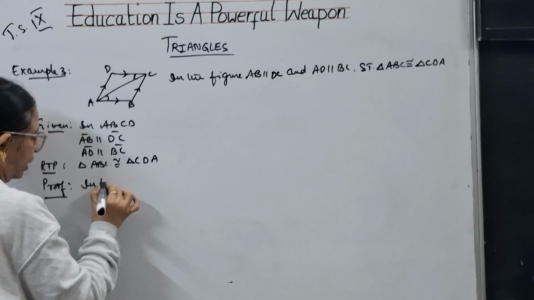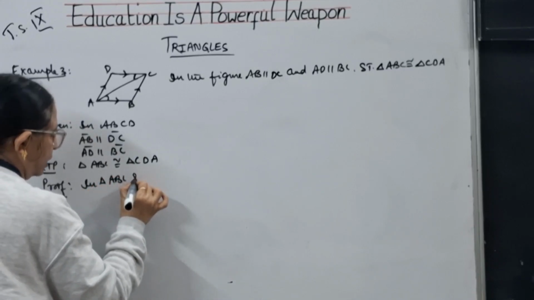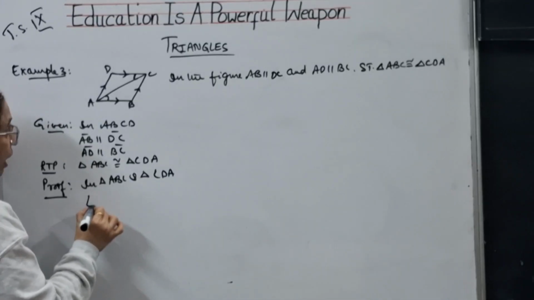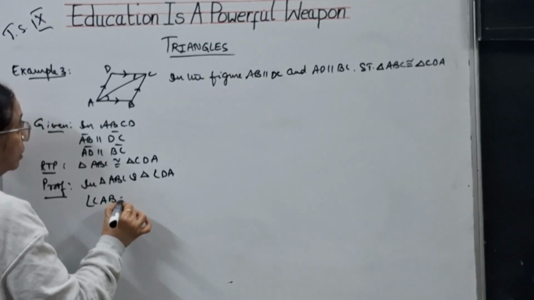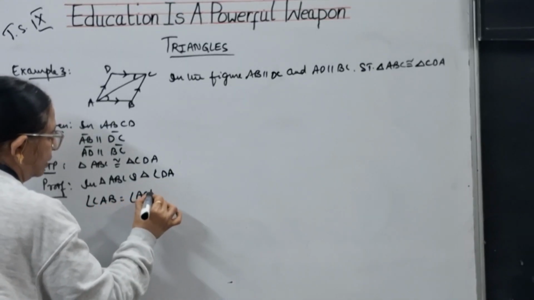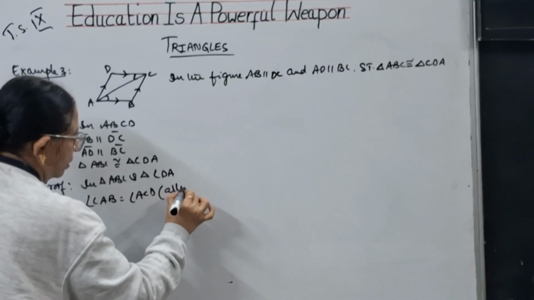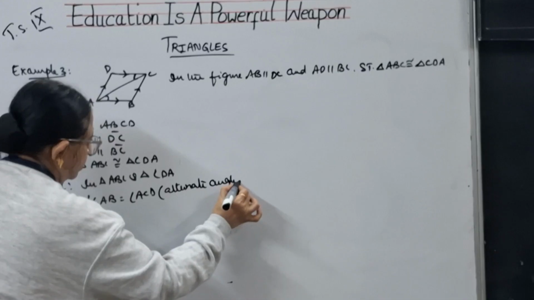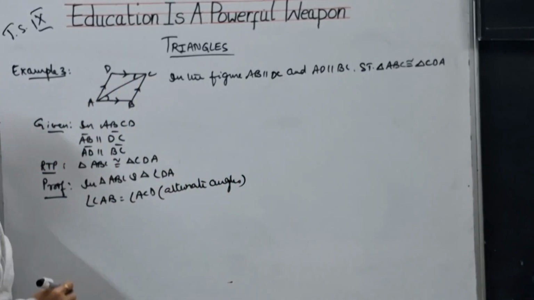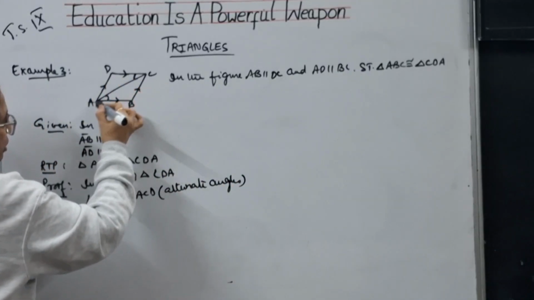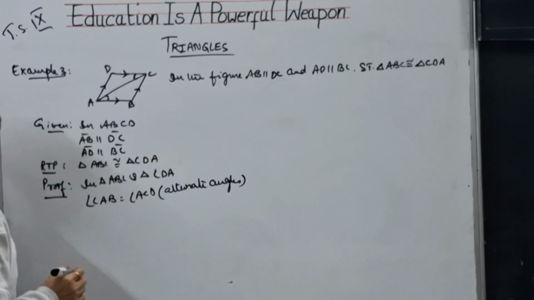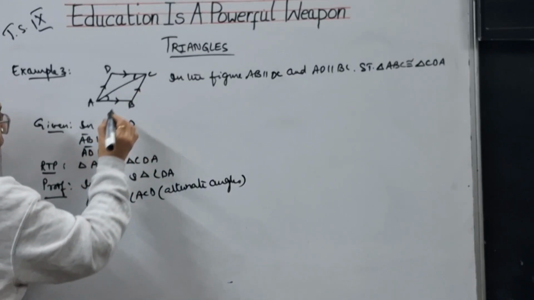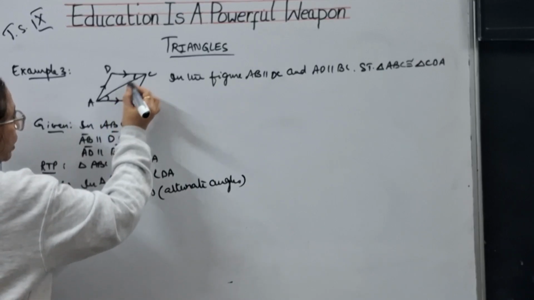In triangle ABC and triangle CDA, angle CAB is equal to angle ACD. They are alternate angles, isn't it? When two sides are parallel, this becomes a transversal. So these two are alternate angles, so they are equal.